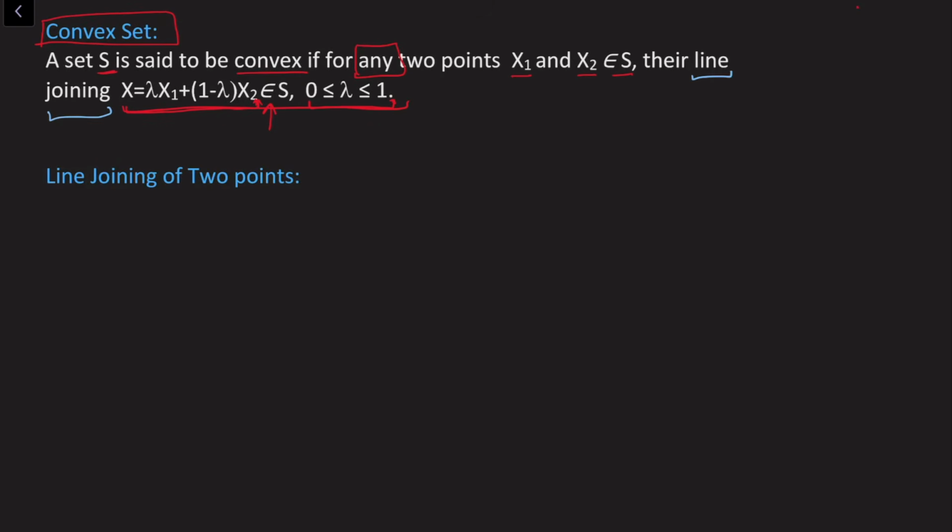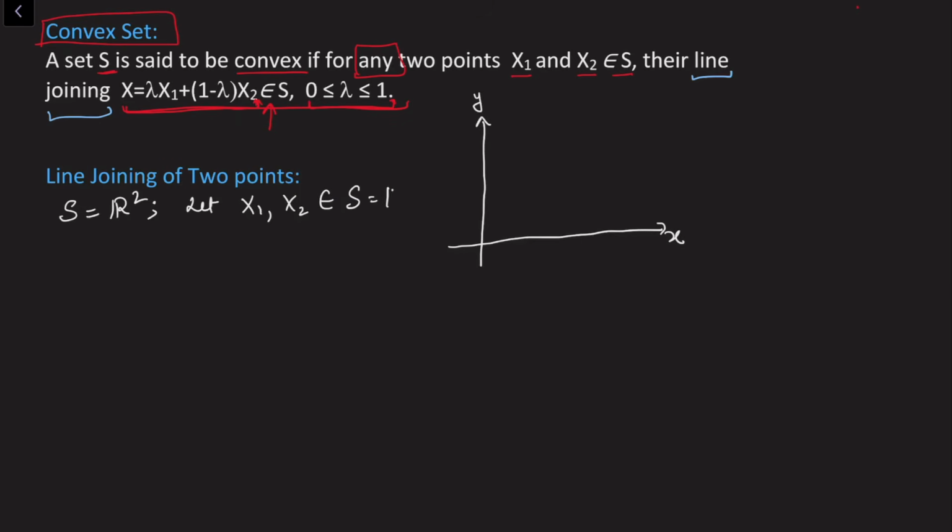To explain this line joining, let me consider set S as R2. So we are in 2-dimensional space. Let us consider that we have the x-axis and the y-axis, and let capital X1 and X2 belong to the set S, which is now R2. In this set I have considered anywhere the 2 points, capital X1 and here I have considered X2. So the line joining of these 2 points. We join a line, and how do we find this line equation? If we have been given 2 points, we can find the line passing through these 2 points.